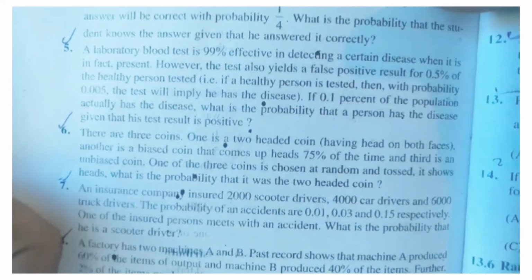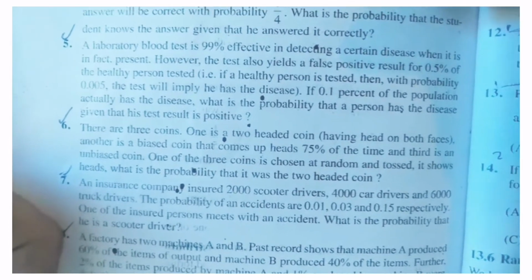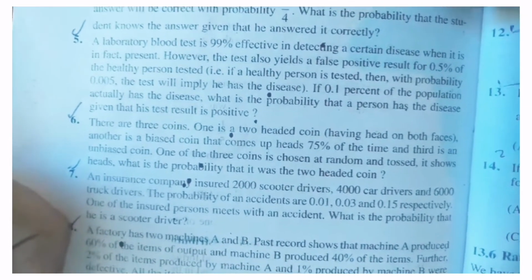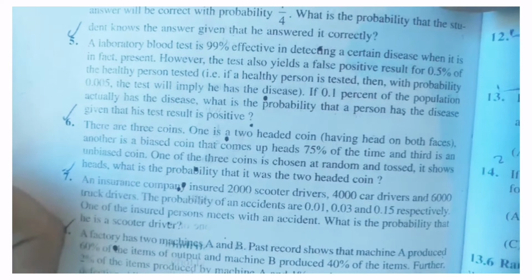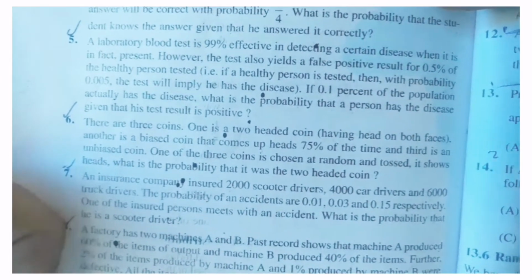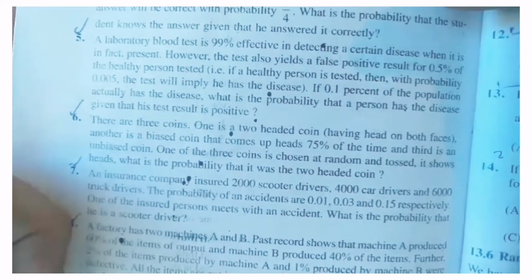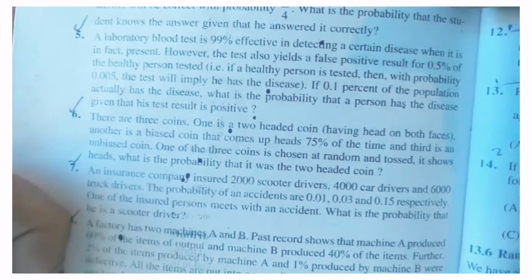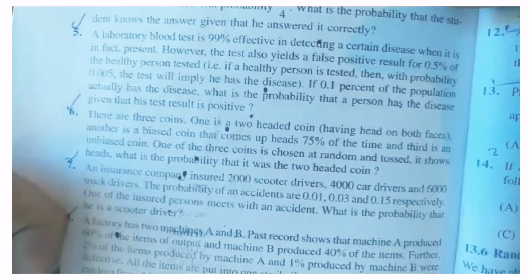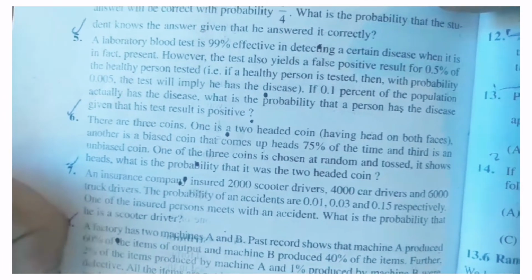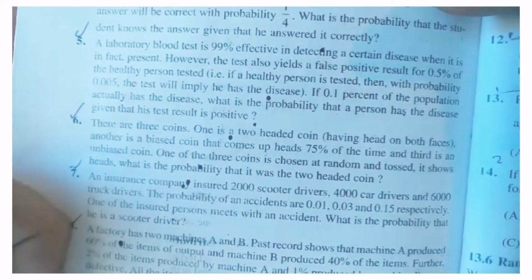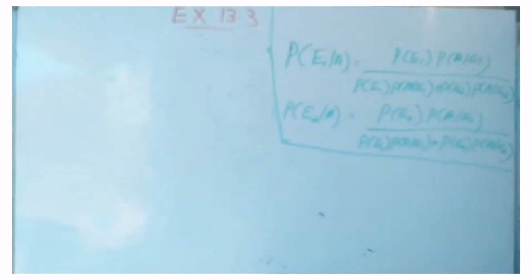Sixth question. There are three coins. One is a two-headed coin having head on both faces. Another is a biased coin that comes up heads 75% of the time. And third is an unbiased coin. One of the three coins is chosen at random and tossed. It shows heads. What is the probability that it was the two-headed coin?